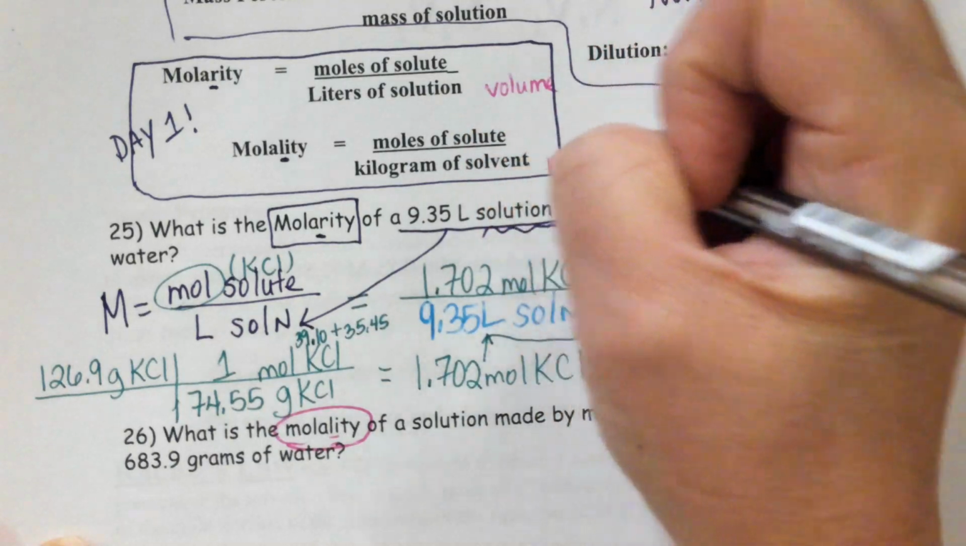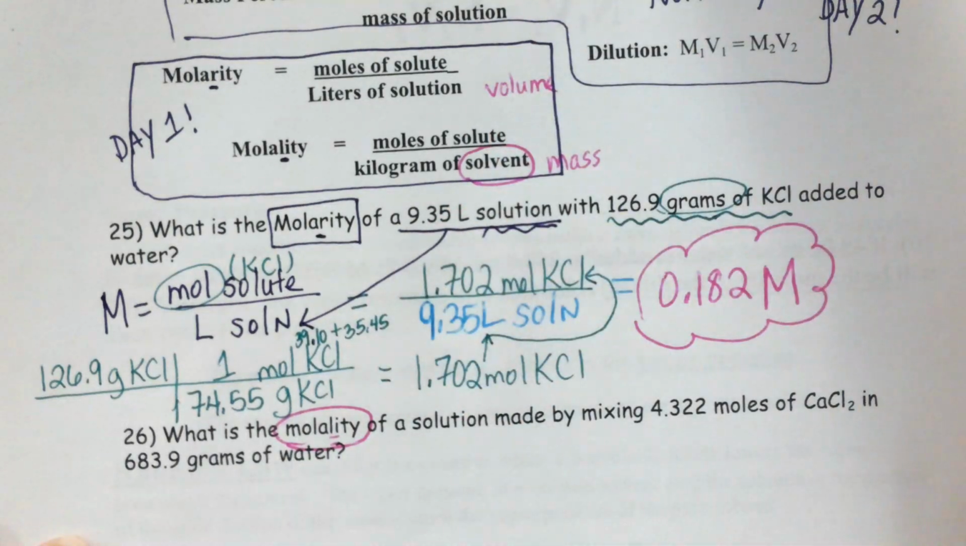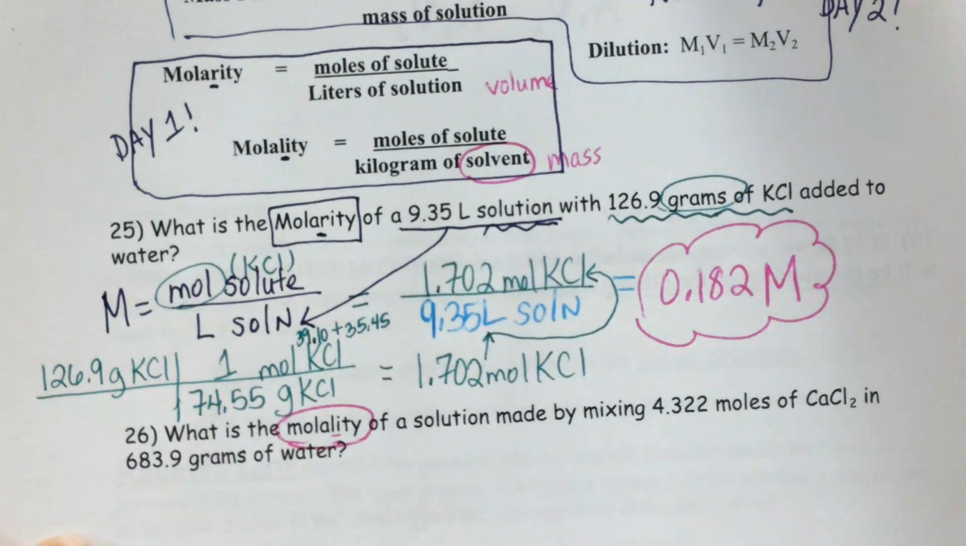So that's the difference. Now there's another big difference. If you notice, it's solvent on the bottom. And we're not talking about the solution here. So the formula is completely different. So make sure you realize that.